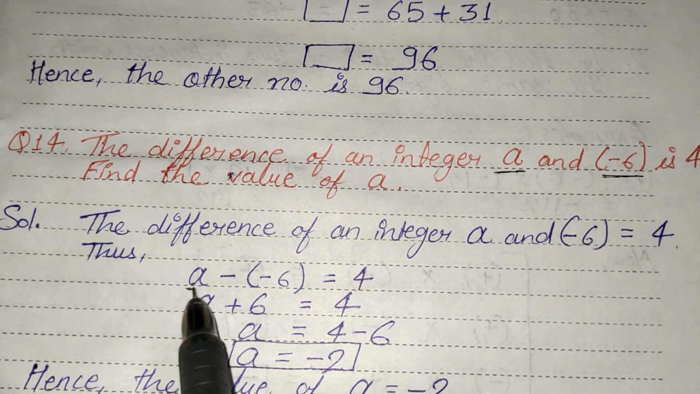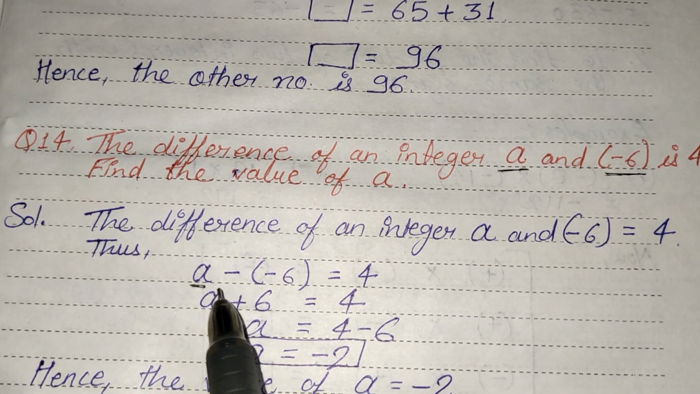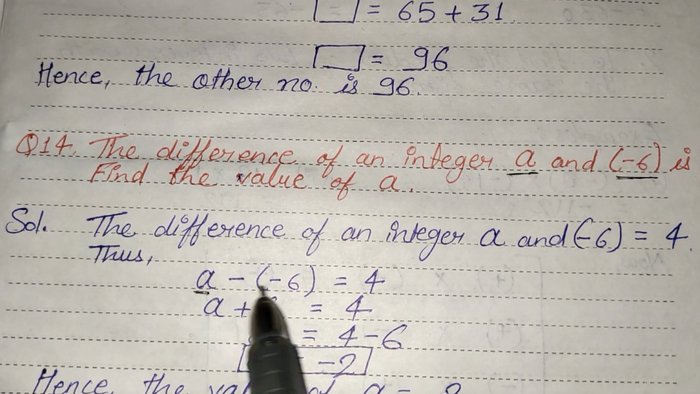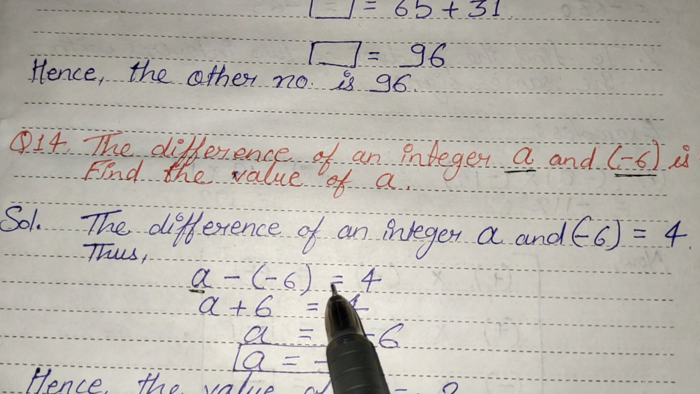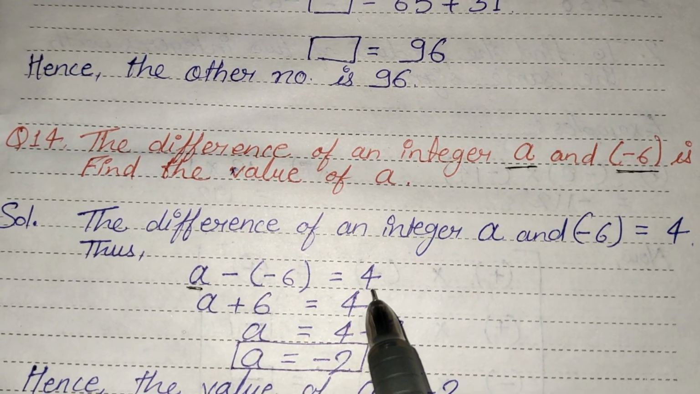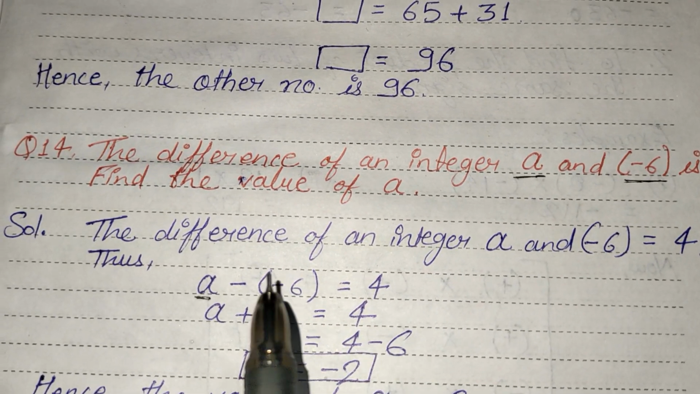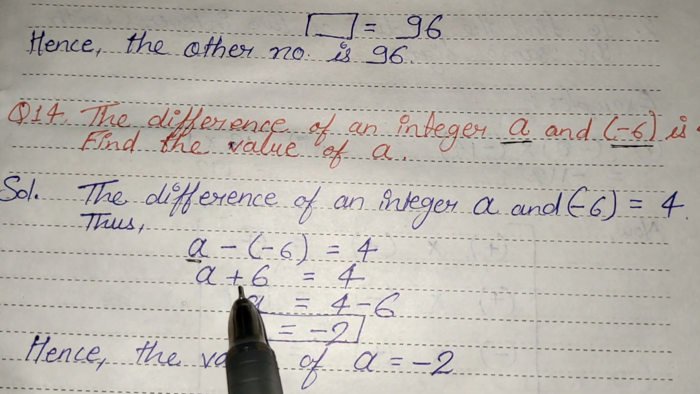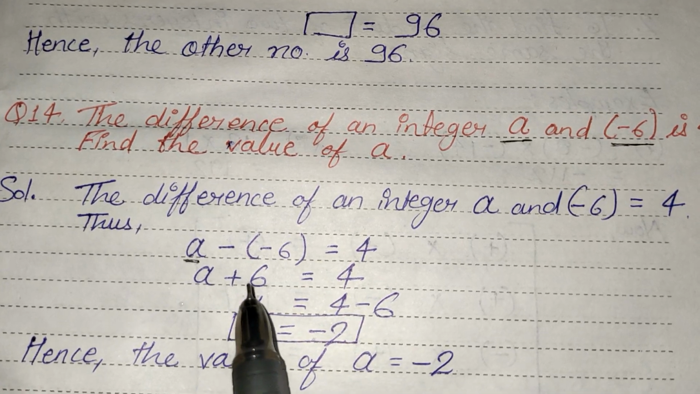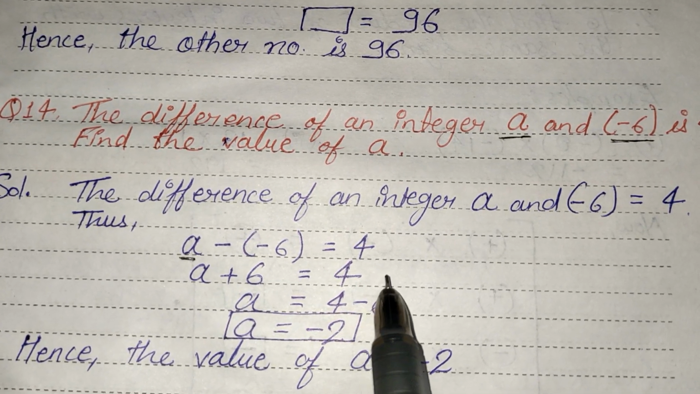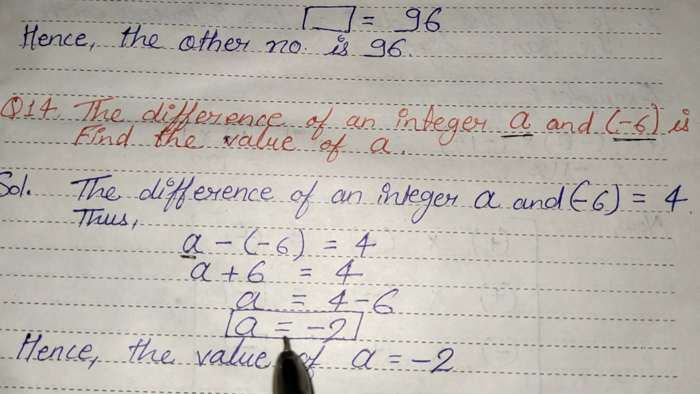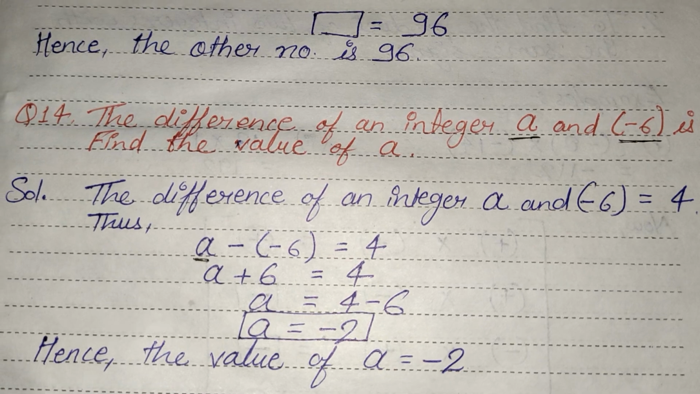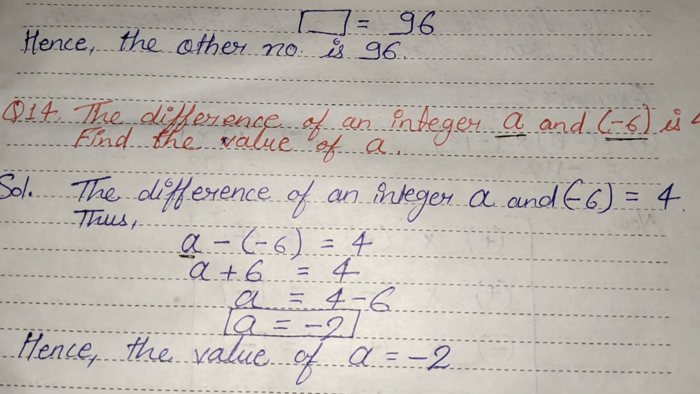So a is the greater number. So subtract minus 6 from a. So write a minus in the bracket minus 6 is equal to 4. This is what the question says. So minus minus plus. So a plus 6 is equal to 4. Now transfer this 6 to the right of equal to. You have a is equal to minus 2. Hence the value of a is minus 2.